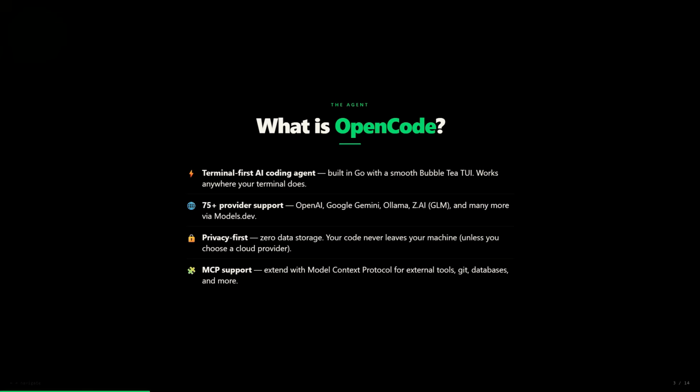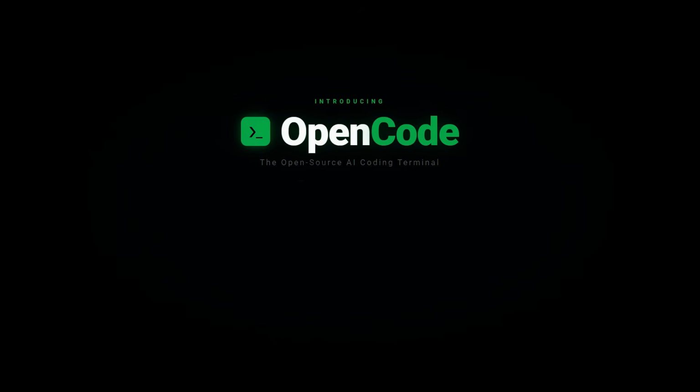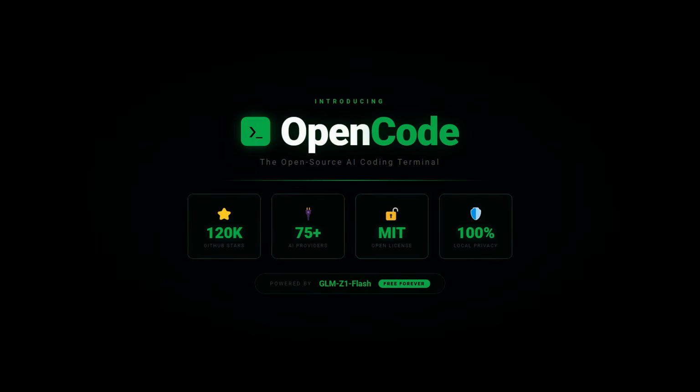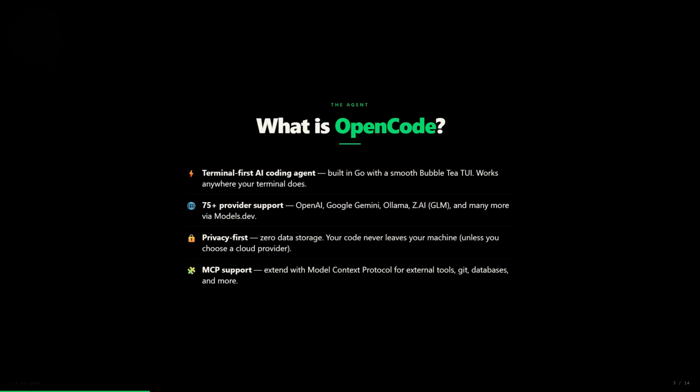So what exactly is OpenCode? It's a terminal-first AI coding agent built in Go, with a smooth Bubble Tea UI that runs anywhere your terminal does. It supports over 75 providers, including OpenAI, Google Gemini, Llama, and Z.AI for GLM models. It's privacy first. Your code never leaves your machine unless you choose a cloud provider. And it supports the Model Context Protocol so you can extend it with Git, databases, web search, and more.